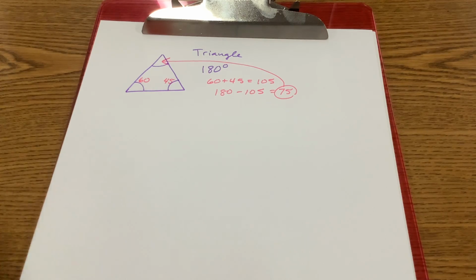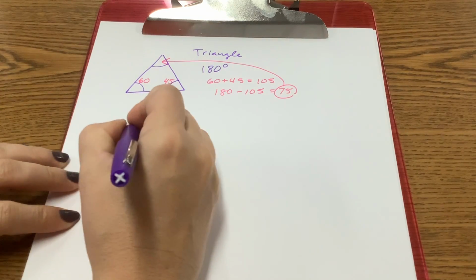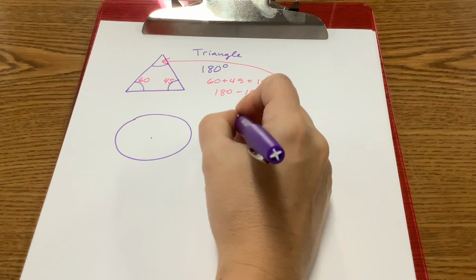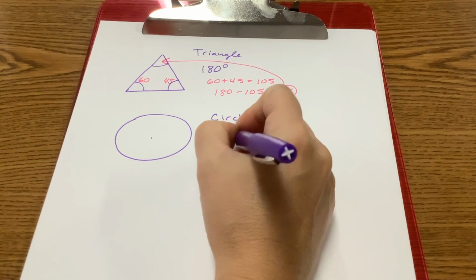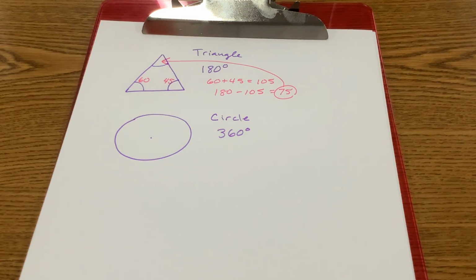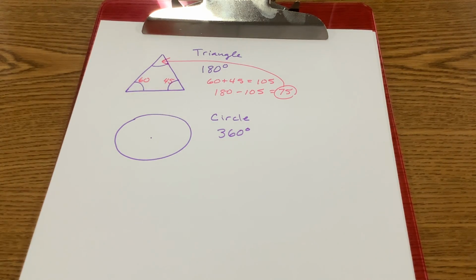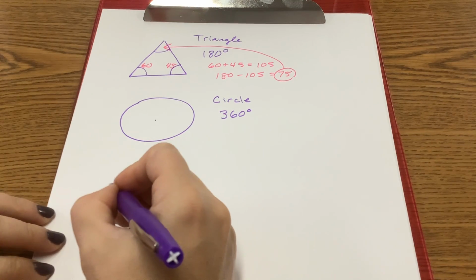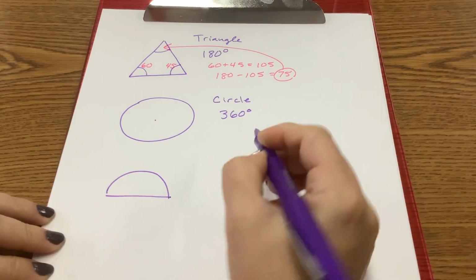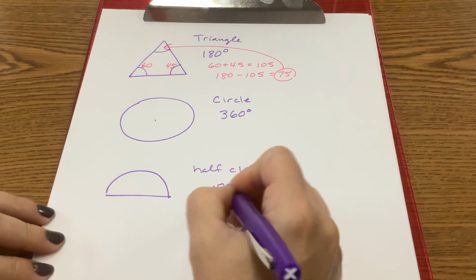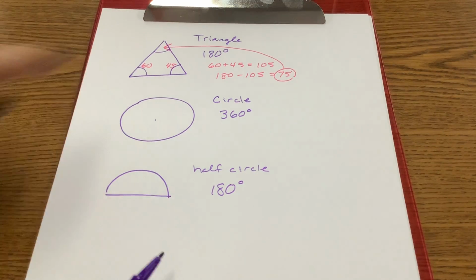Okay, now, what is that shape? A circle. Okay, and all circles, their angles add up to what? 360 degrees. We know that a full rotation all the way around is 360 degrees. Okay, so what about a half circle? 180. It's 180 degrees, much like the triangle, right?